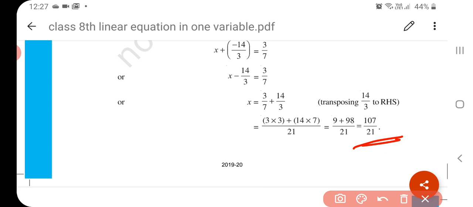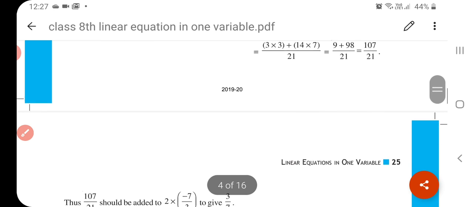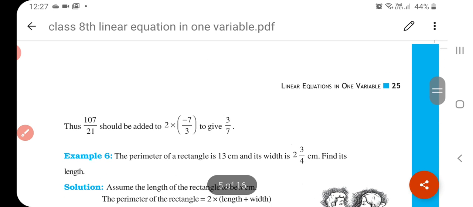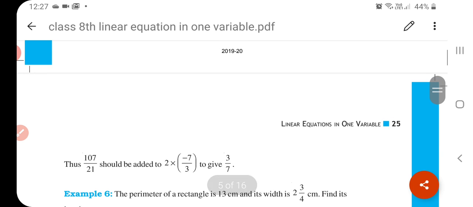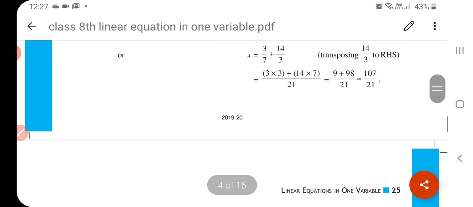See here. Now if you think this is our answer, no. In this way, first of all you have to convert it into a mixed fraction. Why should you convert it into a mixed fraction? Because the numerator is greater than the denominator. Okay, so your answer is always in mixed fraction.